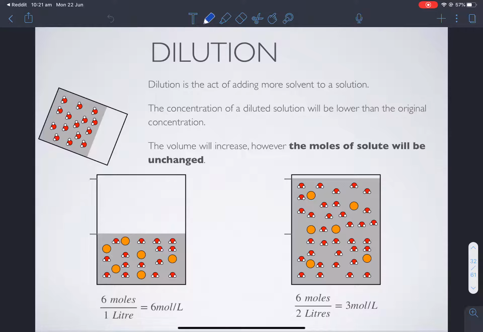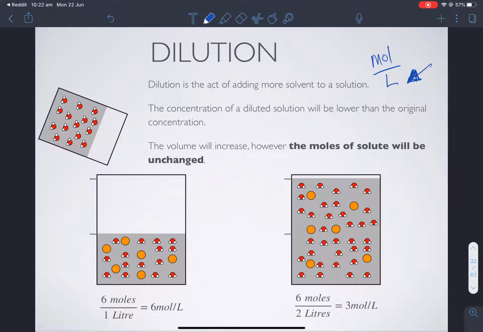dilution is the act of adding more solvent to a solution. Therefore the concentration of a diluted solution will be lower than the original concentration, because if we talk about moles per liter, if we're increasing the volume of the solution, we're increasing the bottom of that fraction, so the number is getting smaller. When you increase the denominator, the number gets smaller. So the smaller concentration when you're diluting. Don't get it around the other way.